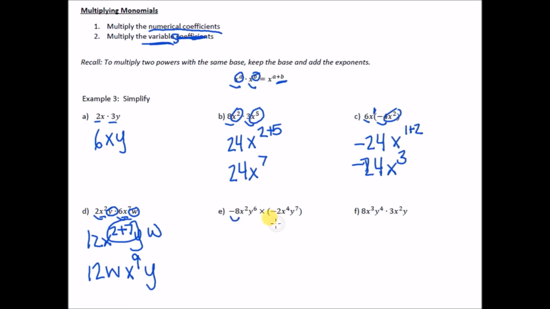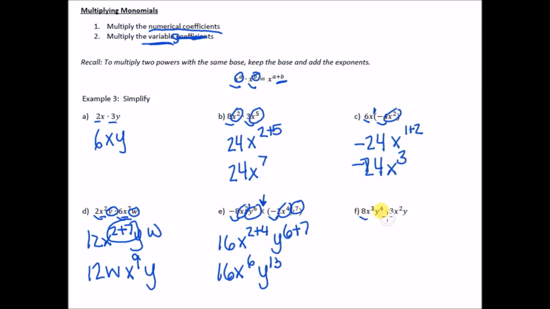Okay, E. Negative 8 times negative 2, I get positive 16. We get x squared next to the 4. So it's 2 plus 4. Just please note this x is actually a multiplication symbol. It's a very upright and sleek x, rather than the italicized Times New Roman type of x. Okay, then we have y6, y7, so y to the 6 plus 7. And when we simplify, we just get 16, x to the 6, y to the 6 and 6 is 12, 13.